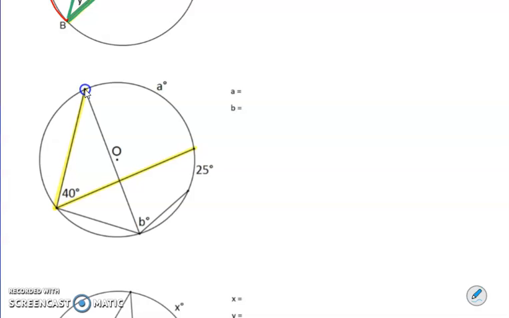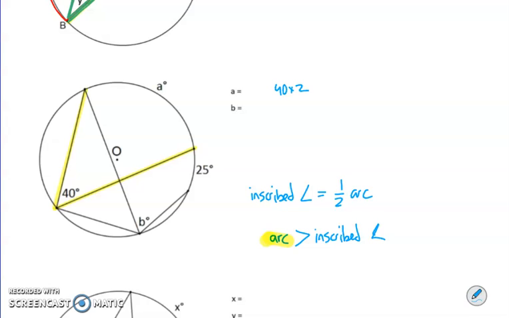Now, when it comes to inscribed angles, I'm going to write down this formula. An inscribed angle is equal to half the arc. One of the things you want to remember is that the arc is greater than the inscribed angle, because you have to take half of it. So if I give you the angle is 40 degrees and the arc has to be bigger, you know to multiply by 2. So to get A, I'm going to take 40 times 2. That's 80 degrees. So this arc right here is 80 degrees.